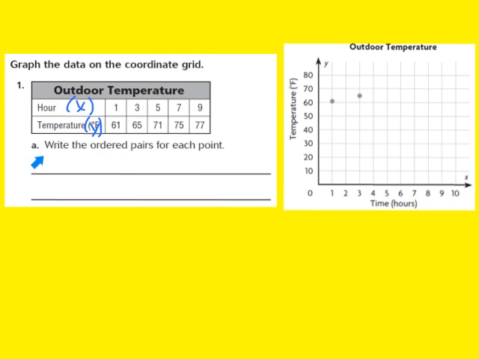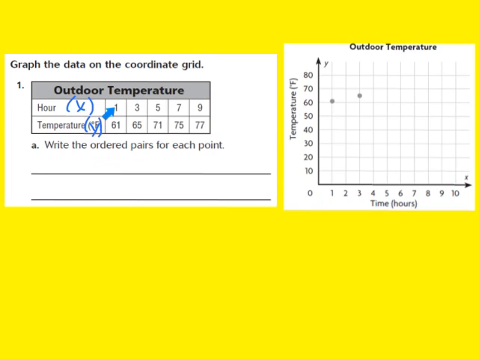Now, my first job is this. Number 1, part A says, write the ordered pairs for each point. So what I'm going to do is, from my table, I'm going to take my x-coordinates and put them together with my y-coordinates to create my ordered pairs. So my first coordinate would look like this.